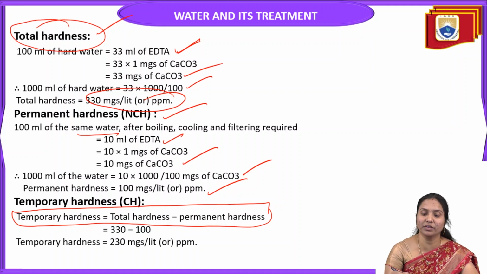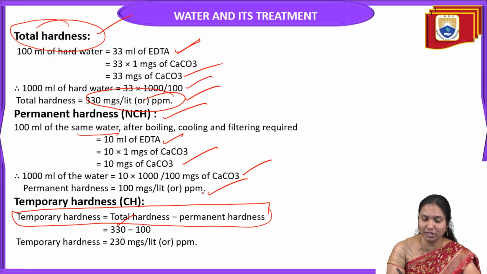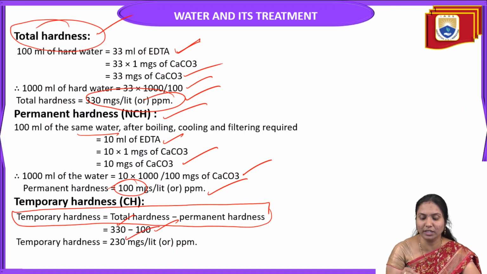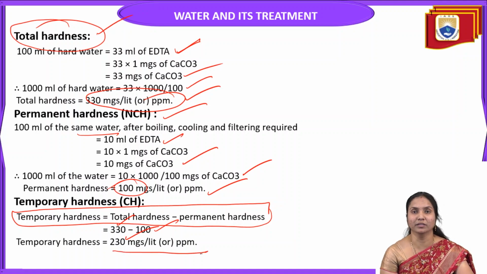The total hardness of the given water is 330 milligrams per liter, or 330 ppm. We substitute in the formula: total hardness is 330 ppm and permanent hardness is 100 ppm. So 330 minus 100 is equal to 230 milligrams per liter. So the temporary hardness of the given water sample is 230 milligrams per liter.